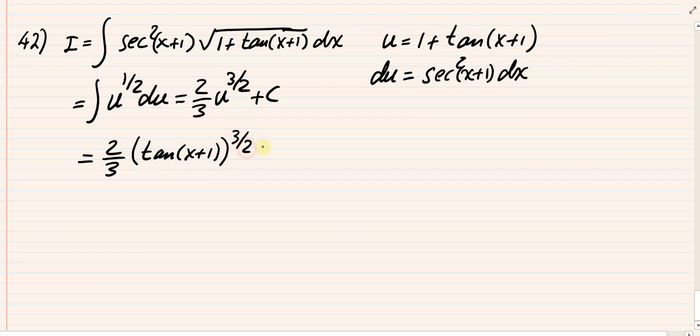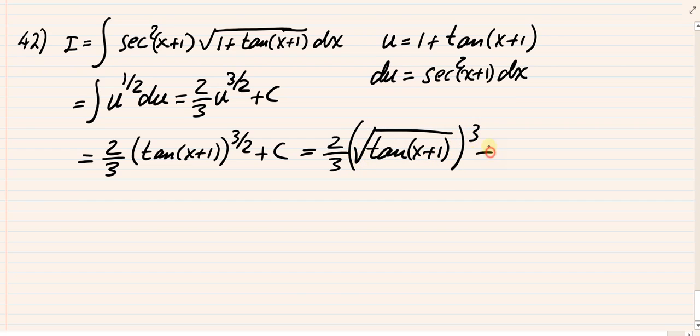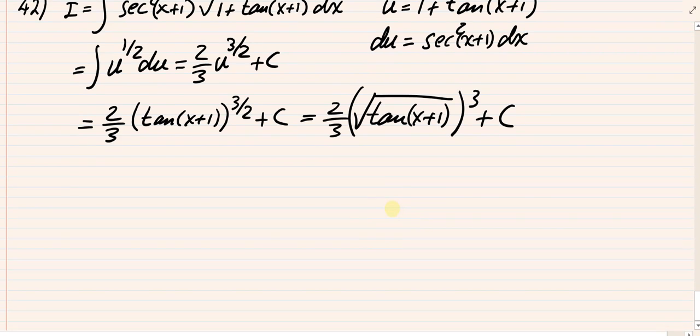2 3/2 plus a constant. We can also write this, by the way, as tan x plus 1 square root of cube plus a constant. Now, the reason we might want to do this is because a lot of times we would like to preserve the format of the integrand in the answer, if they are compatible. So because the integrand had the square root, the final answer will have a square root in it, like that.